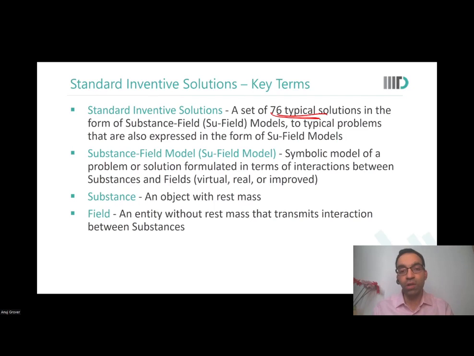A field model or a substance field model is a symbolic model of the problem or solution formulated in terms of interactions between substances and fields. The difference between a substance and field is that substance is an object with a rest mass. A field is an entity without rest mass that transmits interaction between substances. So olfactory field, optical field, acoustic field, all these are fields. Magnetic, electrical, everything. These are all fields that transmit interaction between substances.